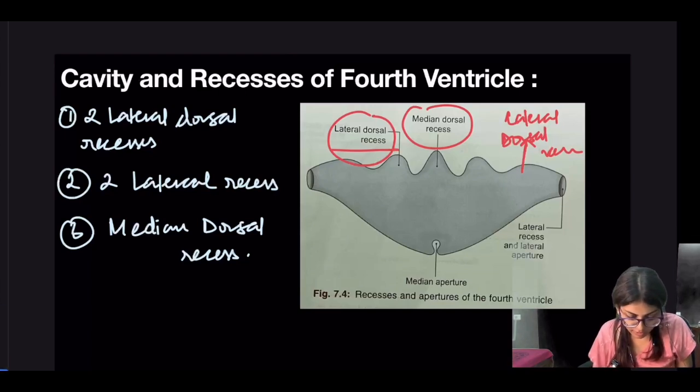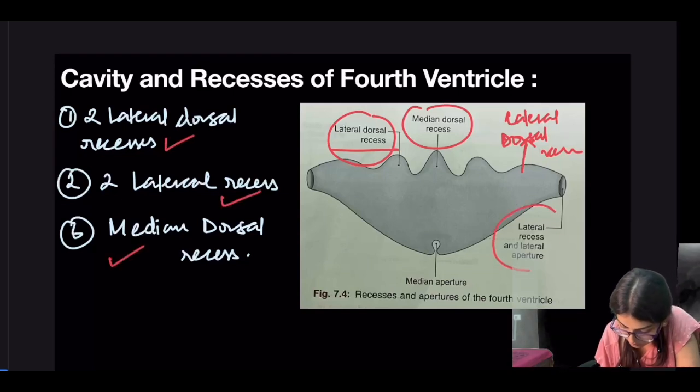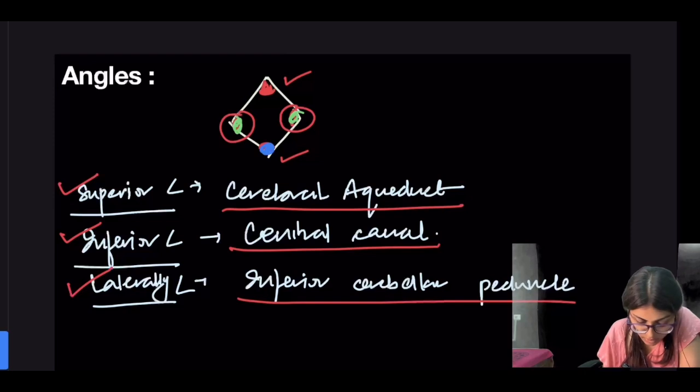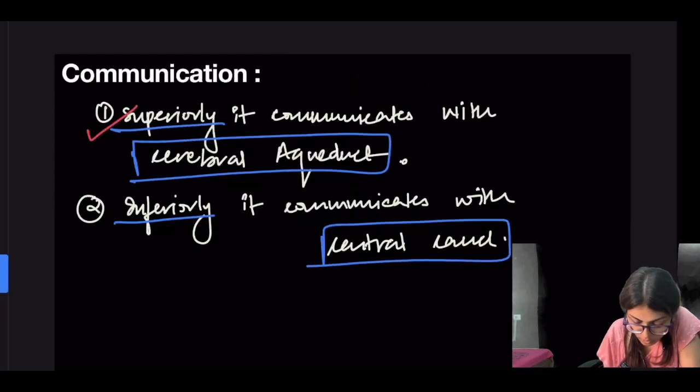There are five cavities or recesses of the fourth ventricle: two lateral dorsal recesses, two lateral recesses, and one median dorsal recess. Angles are three: superior angle, inferior angle, and lateral angle. There are two openings, the foramen of Luschka and the foramen of Magendie. Communication: superiorly it communicates with the cerebral aqueduct, inferiorly with the central canal.